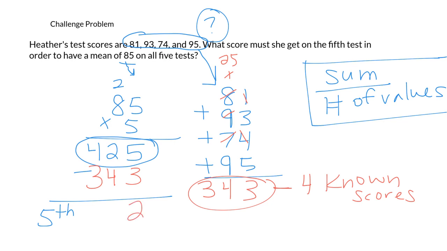5 minus 3 is 2. I cannot take away 4 from 2. Instead, I'm going to come over here and borrow from my hundreds. 12 minus 4 is 8, and 3 minus 3 is 0. So the score that Heather needs to get on her 5th test is 82 points. And if we were to go through and add 82 to this, what we should get is that 425.